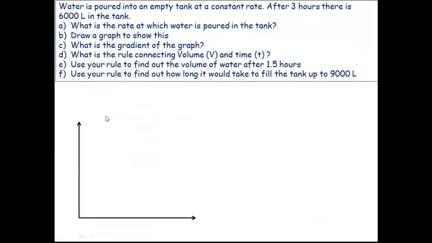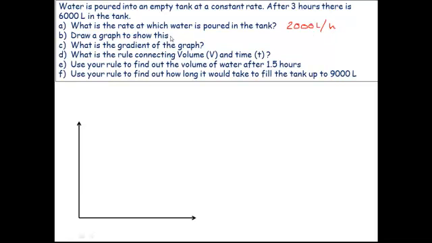Okay, let's take a look at an example. So it says water is poured into an empty tank at a constant rate. Okay, so a constant rate implies that it's direct proportion. After 3 hours, there's 6,000 liters in the tank. What is the rate at which water is poured in the tank? Well, we pour 6,000 liters in 3 hours, so we want the rate per hour. So if we divide 6,000 by 3, we get a rate of 2,000 liters per hour. So that's the rate at which the water is filling up in the tank.